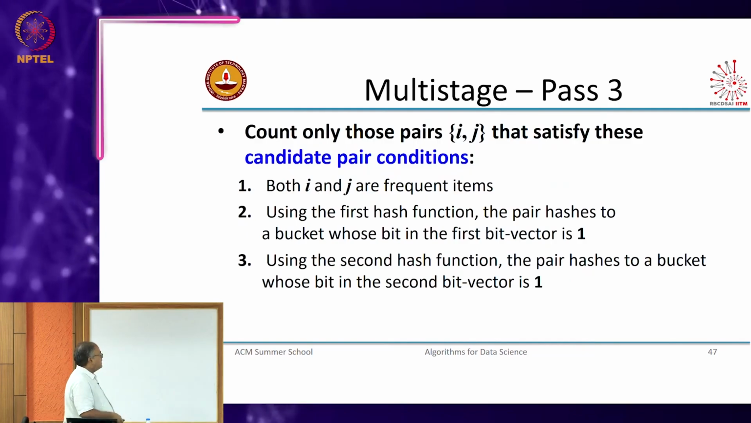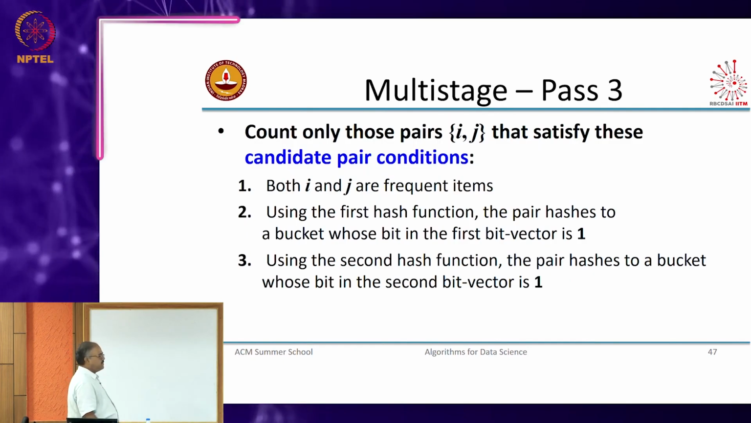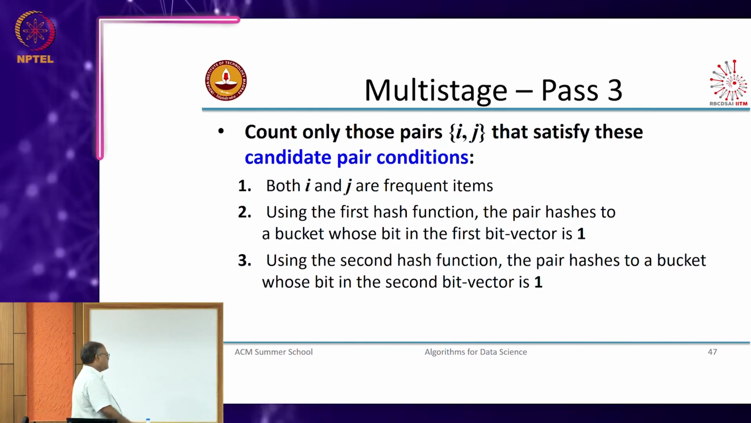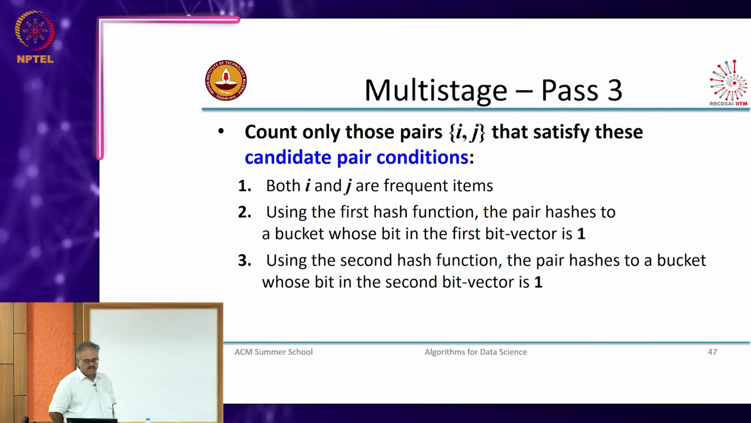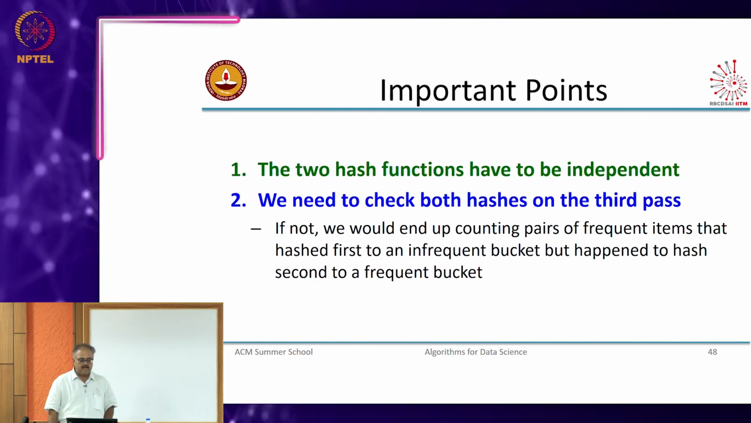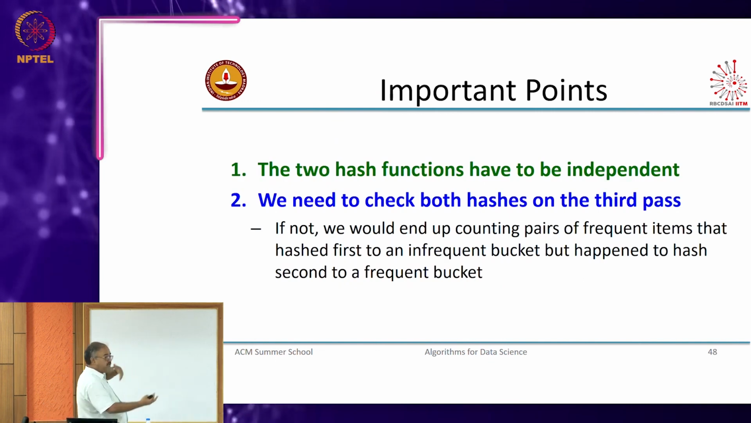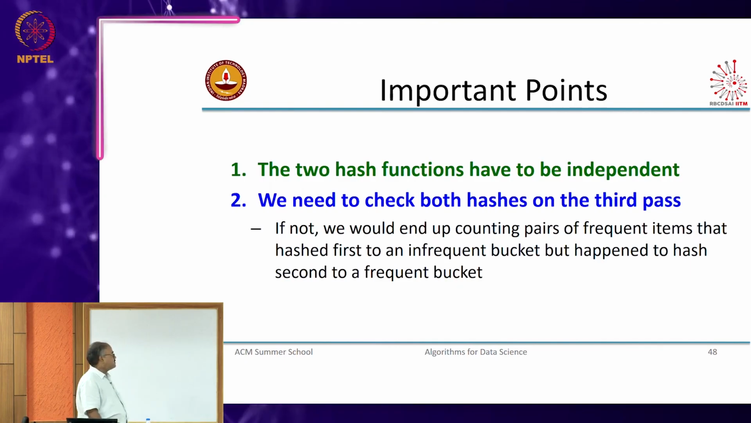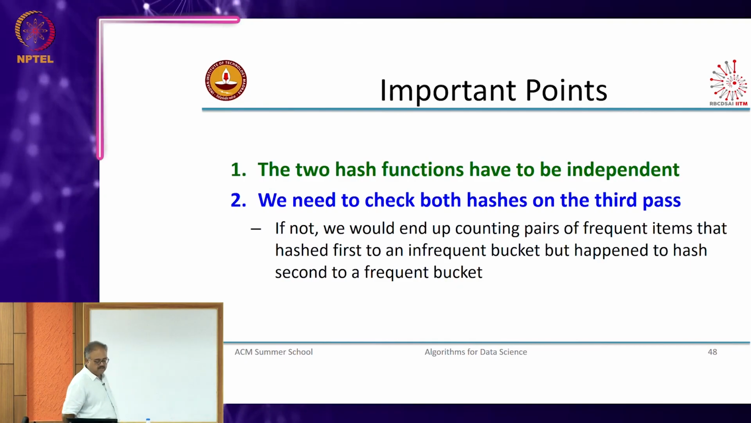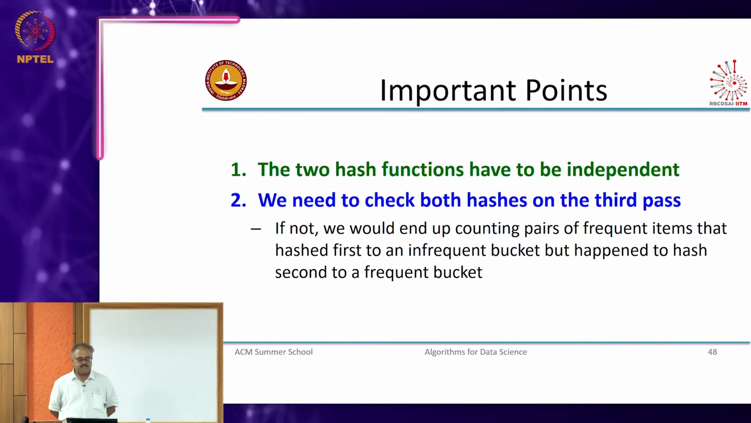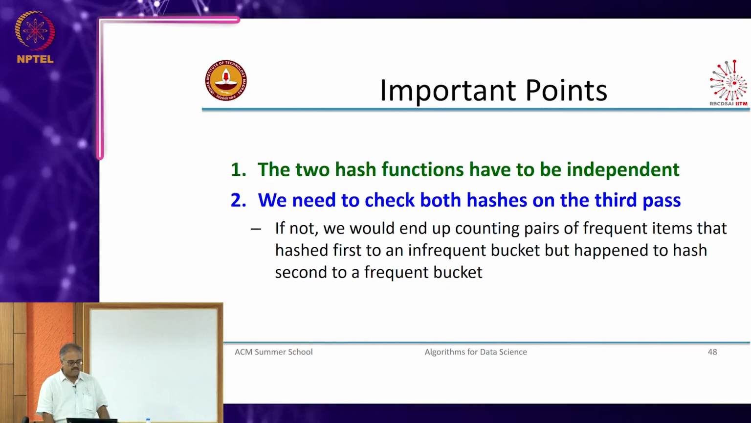So this is basically what we have said here, right? Both i and j are frequent. The first hash function has to hash it to a bit that's 1. The second hash function also hashes to a bucket that has a 1. So that's basically what the multi-stage thing is. The important part is the two hash functions have to be independent, so they cause different kinds of collisions. And we need to check both hashes on the third pass. So the explanation is exactly what I told you right now.